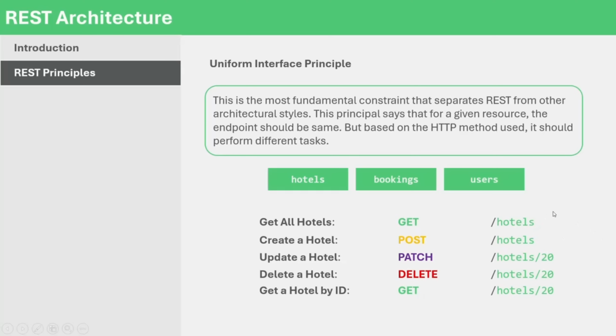But the main point which you need to remember here is the endpoint, the resource is uniform. It is the same. It is not changing. Here, only the HTTP method which we are using for performing different actions on that resource, that is changing. And this is called the uniform interface principle. And this is the most important principle in a RESTful API.